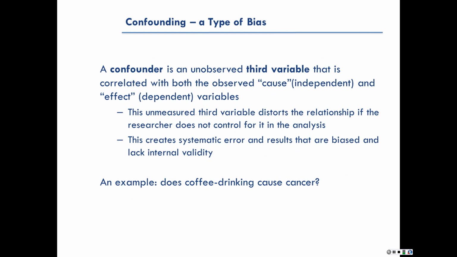And so confounding, this is a term you typically hear used by epidemiologists, and this is a type of bias. A confounder is an unobserved third variable that is correlated with both the observed cause, our independent variable, and the observed effect, the dependent variable. And so this unmeasured third variable, because it's unmeasured and it's correlated with both our independent and dependent variable, distorts the relationship if the researcher is unable to control for it in the analysis. And this creates systematic error and results that are biased and lack internal validity.